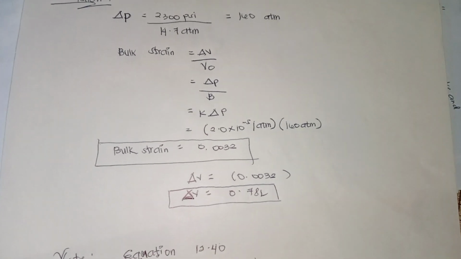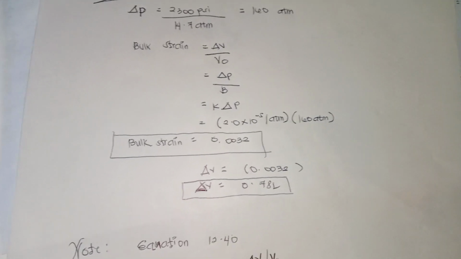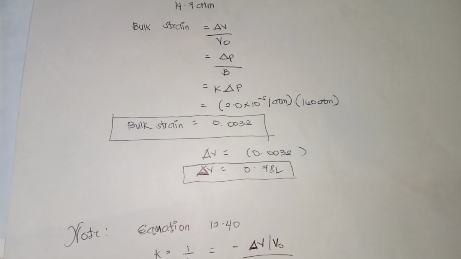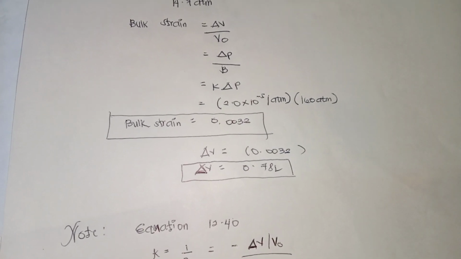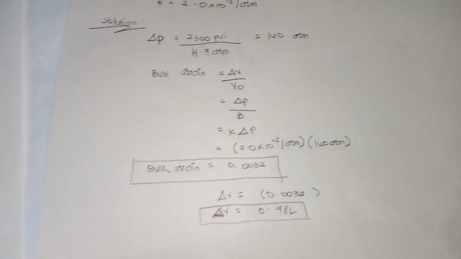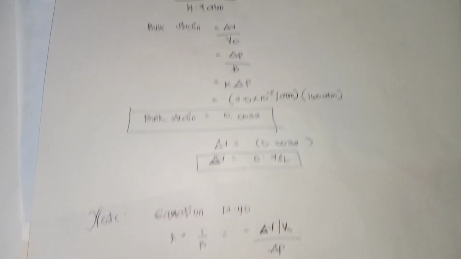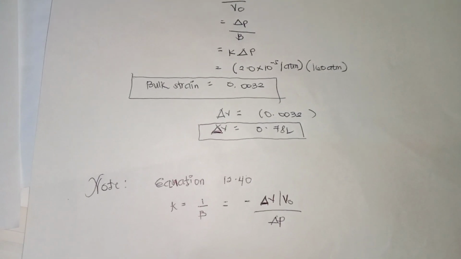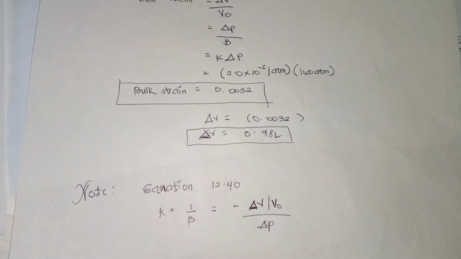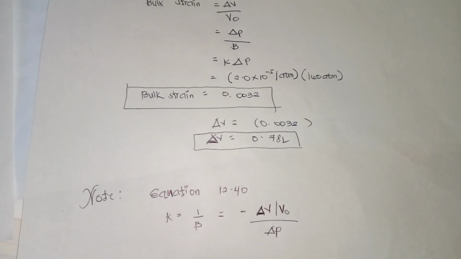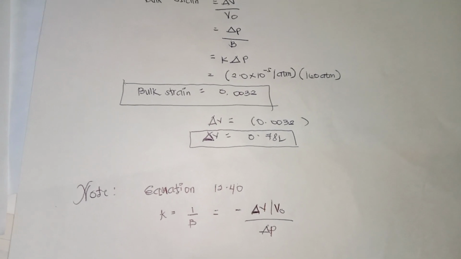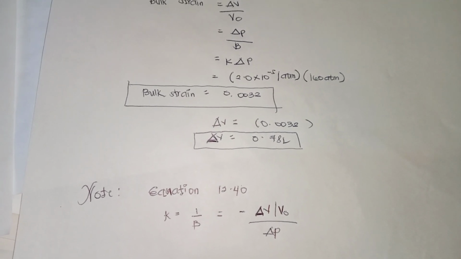So our bulk strain is 0.0032. And then the change in volume is 0.78 liter. So, how many liters? 0.78 liter. And now the equation is 12.40, K, which equals 1 over B, equals negative V over V0 over P.